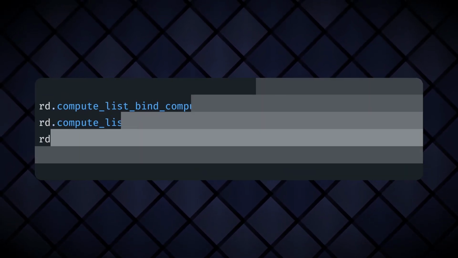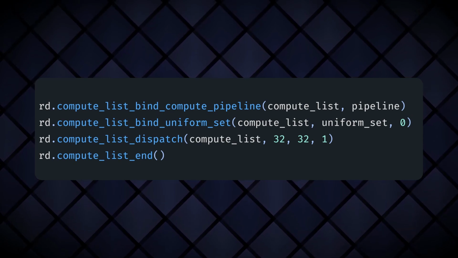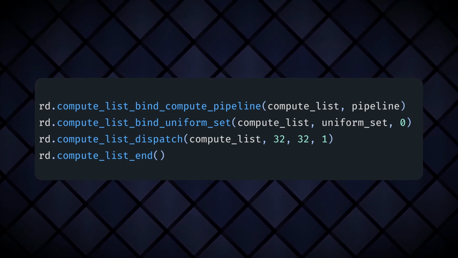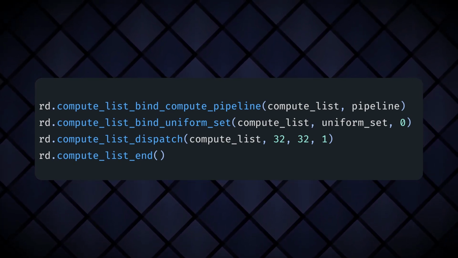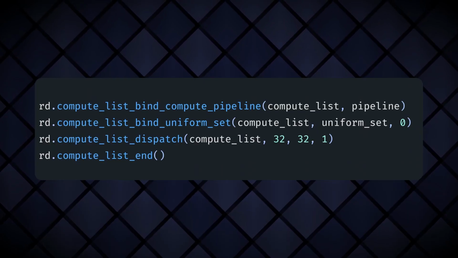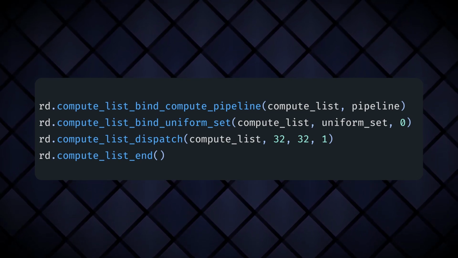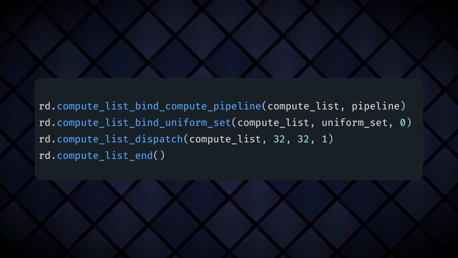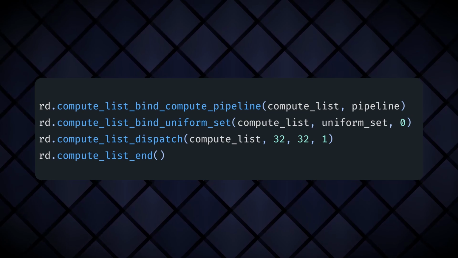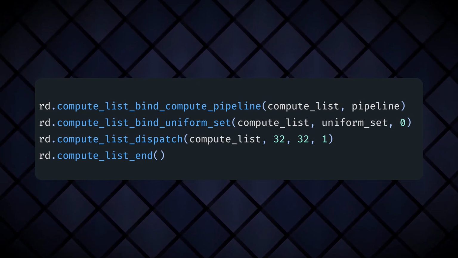First, bind the compute pipeline we created earlier. Next, bind the uniform set we just created and pass in the set index you decided on earlier. If you also wanted to pass in a push constant, then you would call this function, which takes in the push constant as a packed byte array and its size. Finally, we can dispatch the shader, causing it to actually run, and then end the compute list. These last three numbers in the dispatch function represent the amount of work groups we want our shader to work on. Actually, I probably should go over what a work group is first.